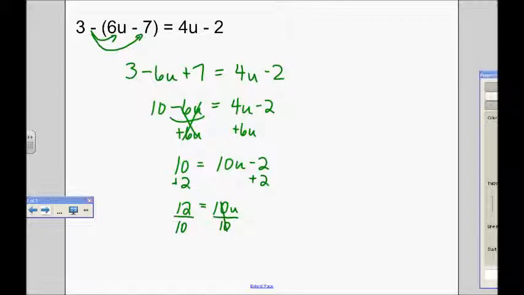These ones go away. Now, I need to reduce this fraction. 12 divided by 10. It's not an even number, it's still a fraction. So I've got to think, what can I divide both 12 and 10 by? I think I can divide them both by 2. If I do, I get 6, because 12 divided by 2 is 6, and 10 divided by 2 is 5. Now my fraction's in lowest terms, and I am done.